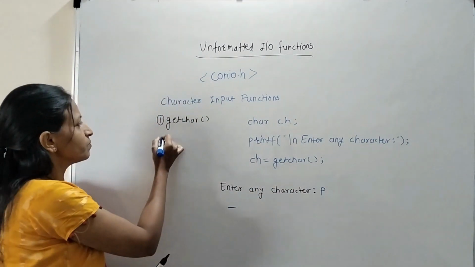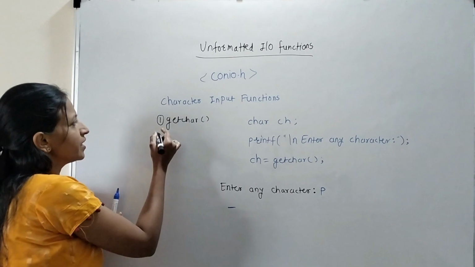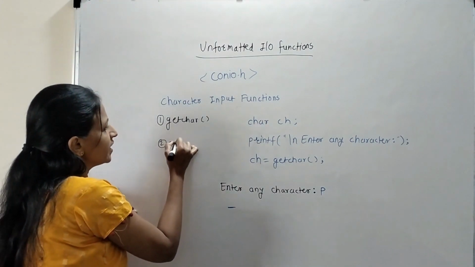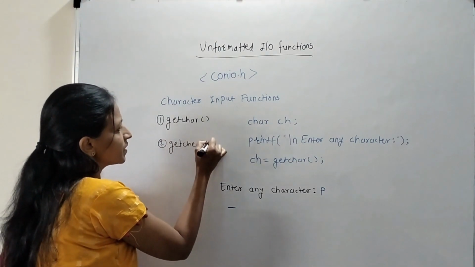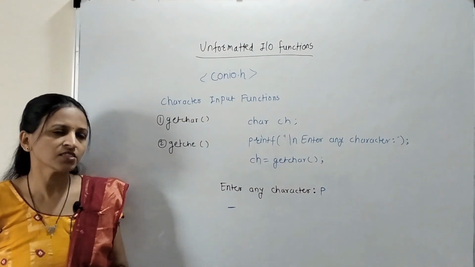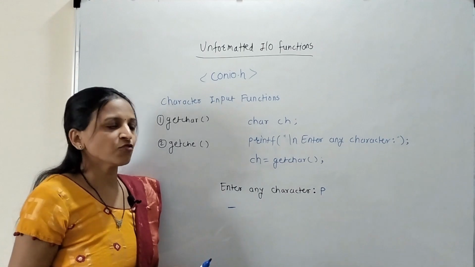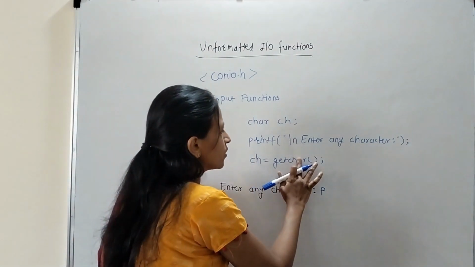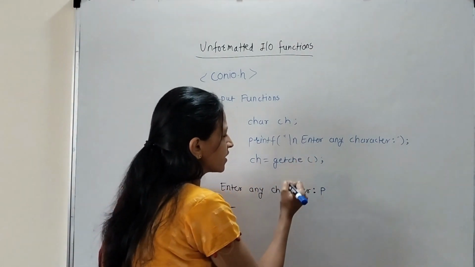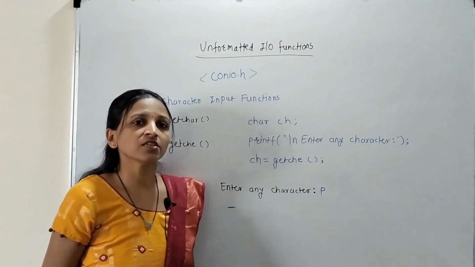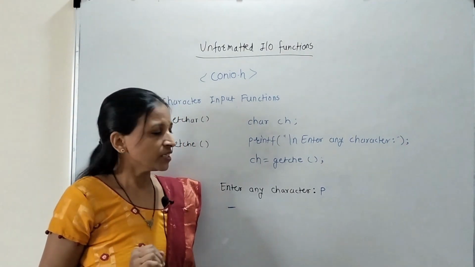Now one more function is provided by the C language, that is getche, to accept a character from the user in the same way. The functionality is the same. It is again used to read a character from the keyboard. Suppose instead of getchar we have written getche in our program. Then how will it act?